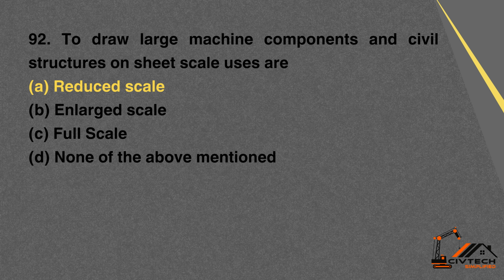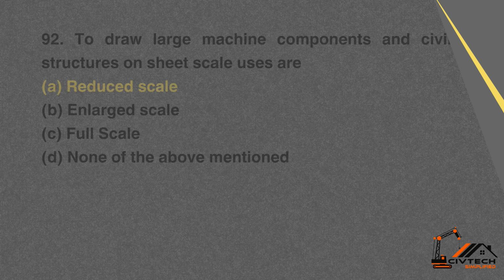92. To draw large machine components and civil structures on a sheet, the scale used is A. Reduced scale. B. Enlarged scale. C. Full scale. D. None of the above mentioned. Correct option A. Reduced scale.